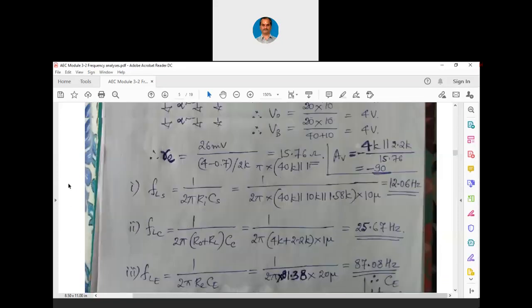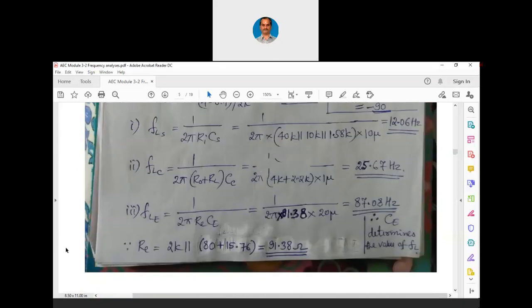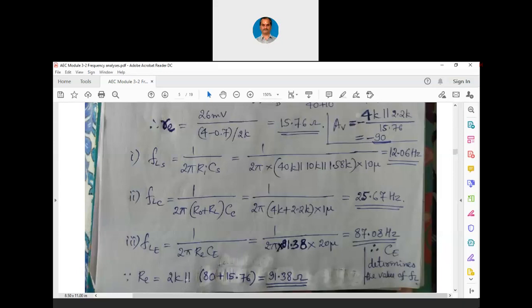Let me show you the formula for this capital RE once again. See, this capital RE is capital R capital E parallel with R1 parallel with R2 divided by beta plus small re. The same values are substituted here now. So we get 91.38 ohms, that is substituted here. So now remember, out of all these three values, it is the emitter capacitance which is dominant.